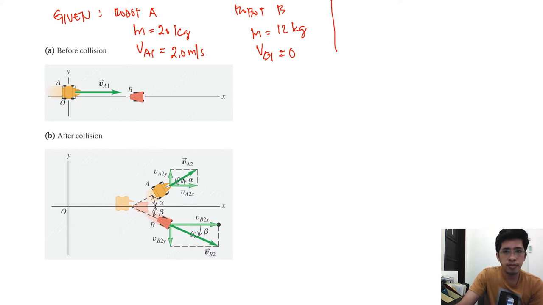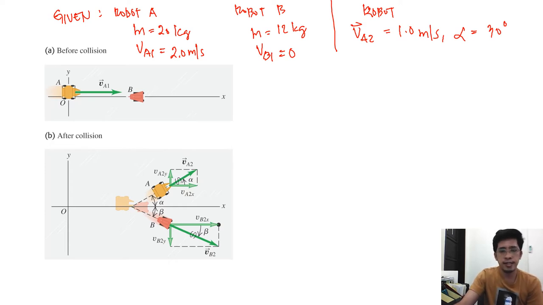After collision, your robot A now moves at the velocity VA2 of 1 meter per second at alpha, which is equal to 30 degrees. Now, since this is a two-dimensional problem, we are going to solve the problem using its x and y components. So let's solve first the horizontal momentum. You have your P system 1 equal to your P system 2. Again, you can use different symbols. As I've said, you can use your P system and then equate that to your P system prime, or you can use 1 and 2 to signify events that happened before and after your collision.